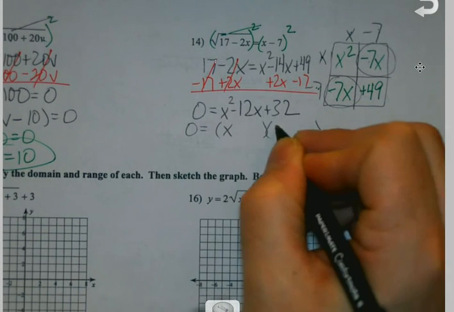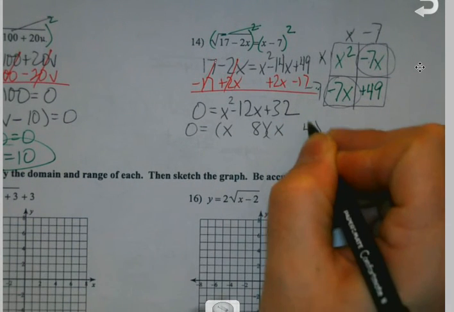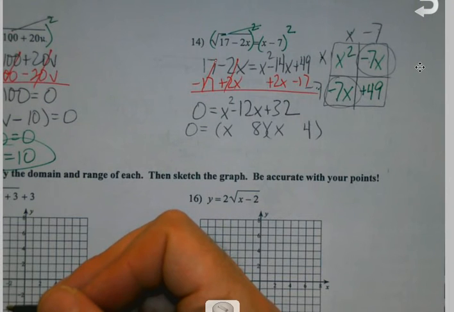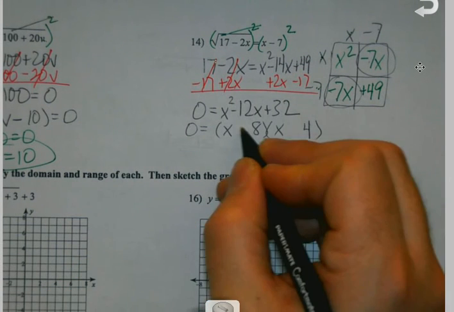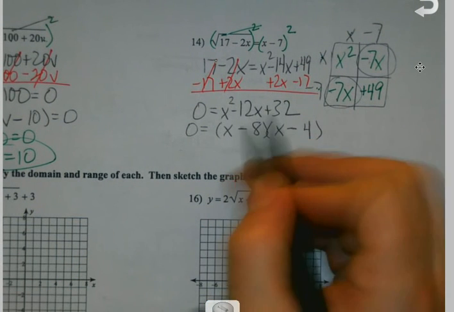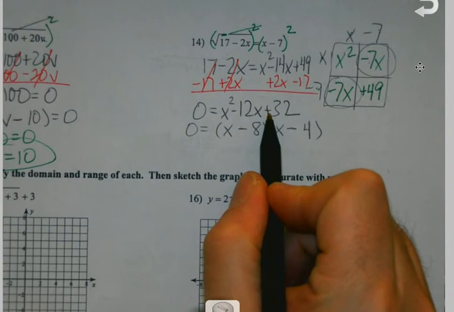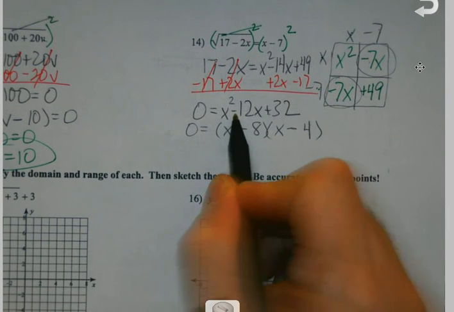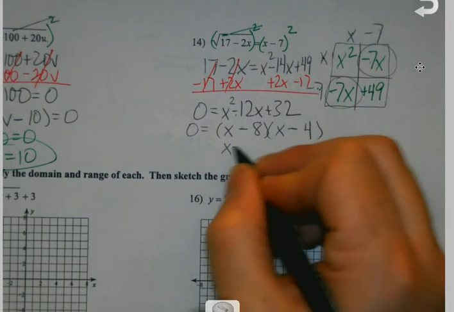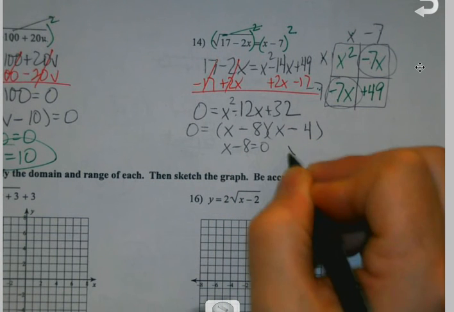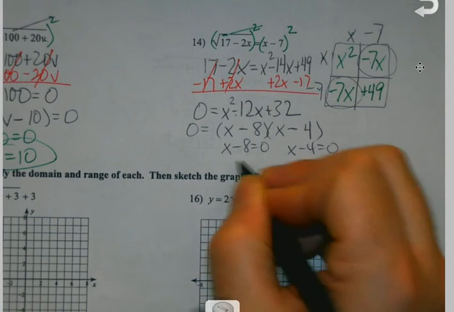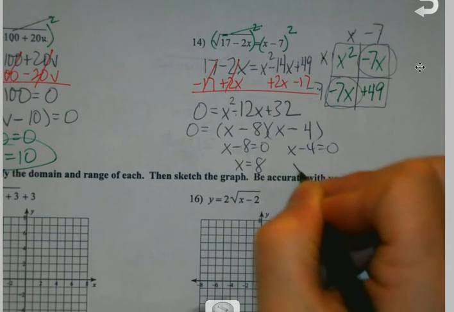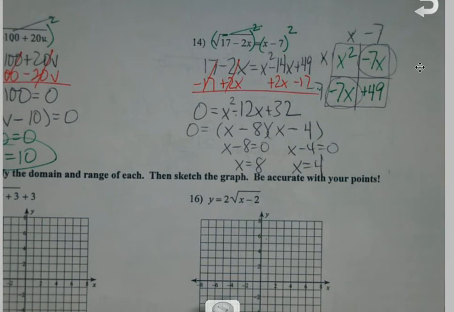Nice, okay. So 8 and 4, what about the signs that go with them? They're both negative. Because again, if I get a positive product, they're either both negative or both positive. So if I need a clue, there's my clue. So if I set those guys equal to 0, I get 8, and I get 4.